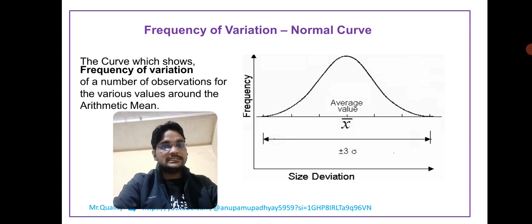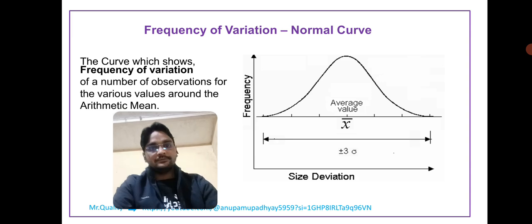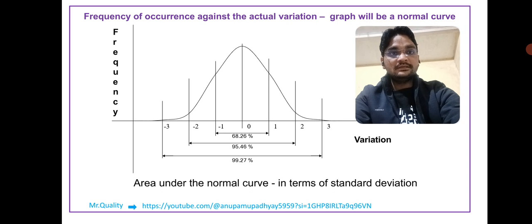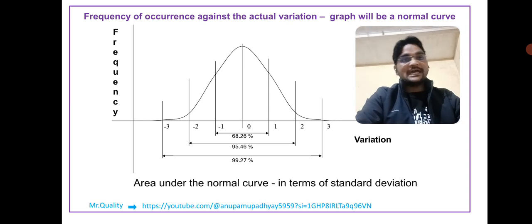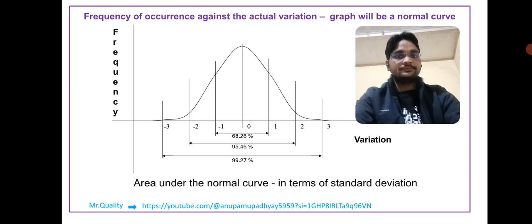We are seeing the results, a graph of frequency versus standard deviation. The average value has more frequency. These are the frequencies of occurrence against the actual variation, and the graph will be a normal curve. This is the frequency versus the area under the normal curve in terms of standard deviation. Plus minus 1 standard deviation covers approximately 68%, plus minus 2 standard deviations cover 95% of the area, and plus minus 3 standard deviations cover approximately 99% of the area.